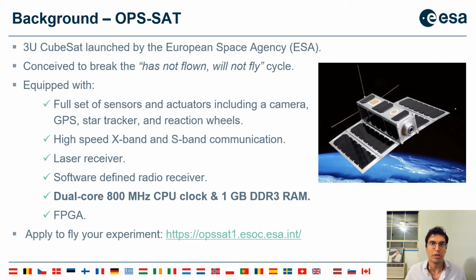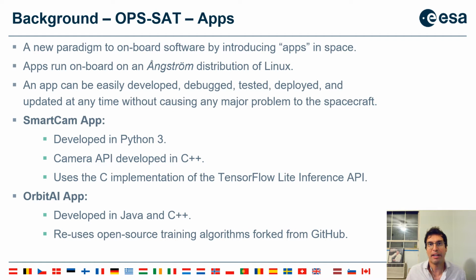OPSAT is a 3U CubeSat that was launched by the European Space Agency. It's equipped with a full set of sensors and actuators as well as devices that are made fully accessible to experimenters to run their experiments on board the spacecraft. Of particular interest is the 800 MHz compute capabilities as well as the available RAM from which the lessons learned are derived from. OPSAT introduced the apps paradigm in space, in which experimenters can easily develop, test, and deploy apps that run on board the spacecraft.